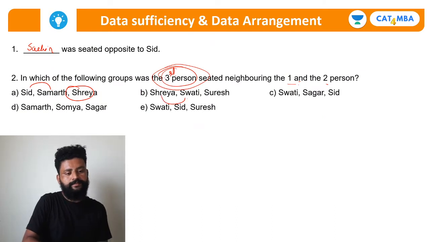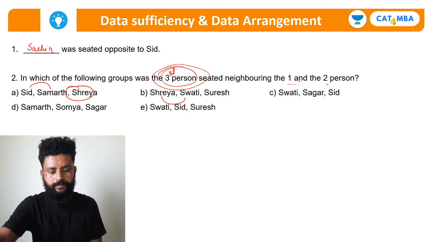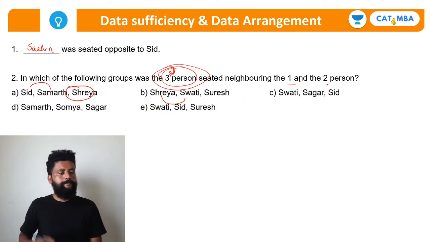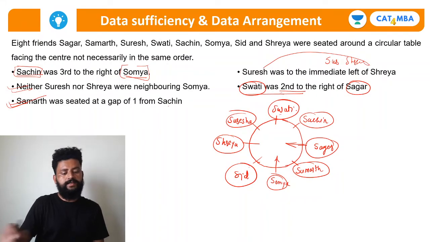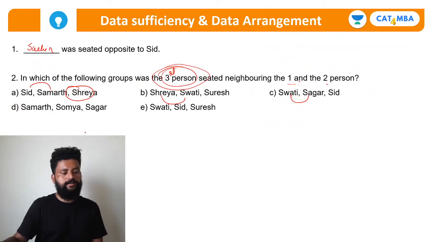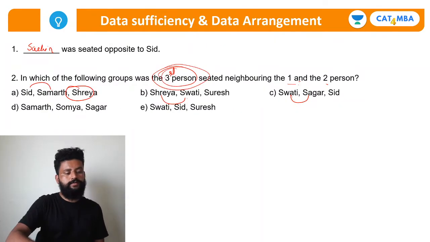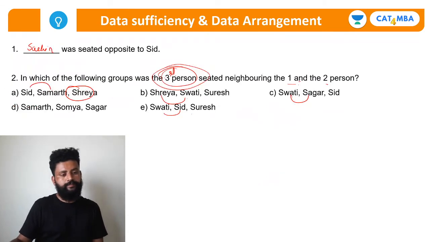देन श्रेया एंड के बीच में सुरेश है क्या? Just a minute. ओके, श्रेया एंड स्वाति के बीच में सुरेश है क्या? श्रेया एंड स्वाति के बीच में कोई नहीं है. नेक्स्ट थिंग, स्वाति एंड सागर के बीच में सिड है क्या? स्वाति एंड सागर के बीच में सचिन है. नो, इट्स नॉट देयर. तो समर्थ एंड सौम्या, नो वन. एंड द लास्ट वन, स्वाति सिड सुरेश, it's not there. Okay, just a minute, let me quickly check once.